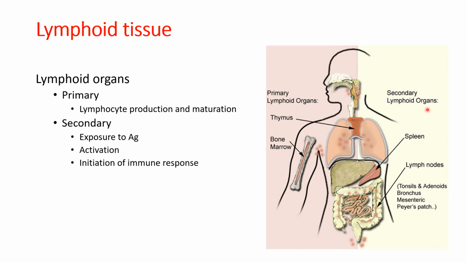The secondary lymphoid organs include the spleen, the lymph nodes, and the mucosa-associated lymphoid tissue such as the Peyer's patches in the intestines, appendix, and the tonsils. In these organs, the mature lymphocytes from the primary lymphoid organs will migrate, and here, when they get exposed to an antigen, the lymphocytes get activated and become immunocompetent B and T cells and thus initiate an immune response.